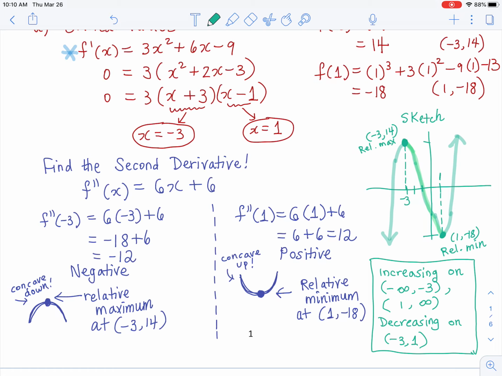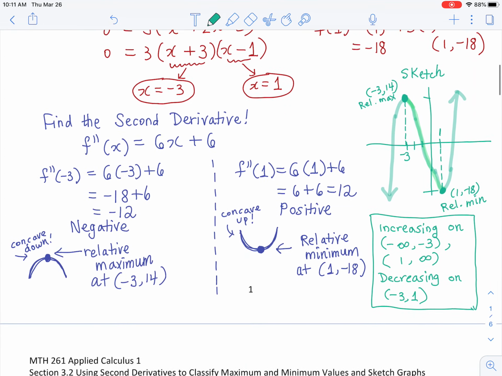So I did not use the first derivative test. But using the second derivative alone, knowing which one is relative maximum, which one is relative minimum, I was able to figure out the graph or sketch the graph and tell the increasing or decreasing interval. All right. It's really this. This is what we're going to do.